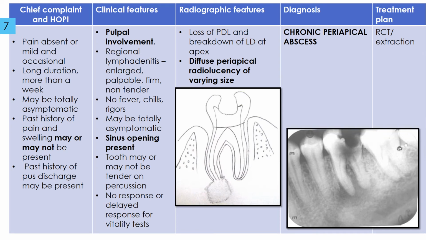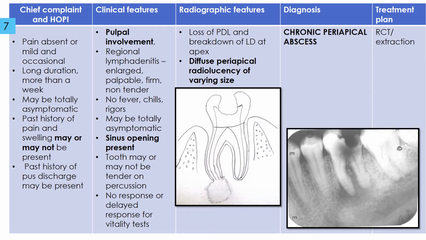On clinical features, you are seeing a deep carious lesion with pulpal involvement. There may be regional lymph nodes which are enlarged and palpable, firm and non-tender. So this is different from the acute abscess, where generally the lymph nodes are soft and tender, whereas in chronic cases they're generally firm and non-tender. The patient will not complain to you about fevers or chills, and he may be totally asymptomatic.